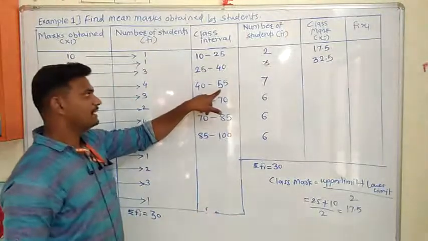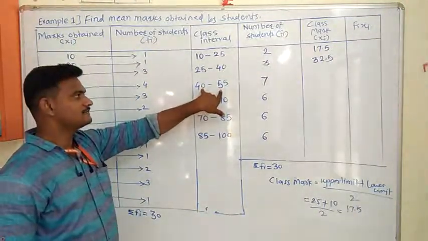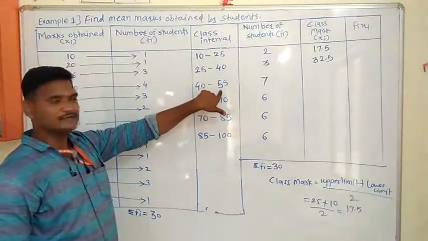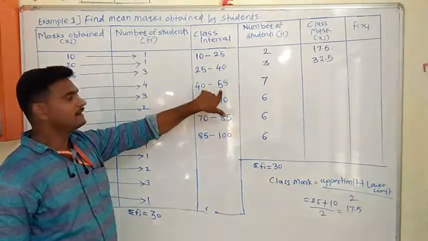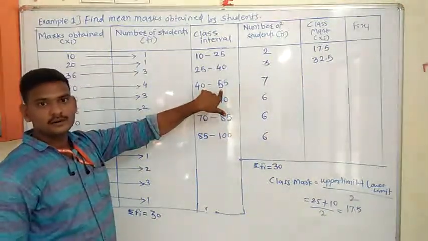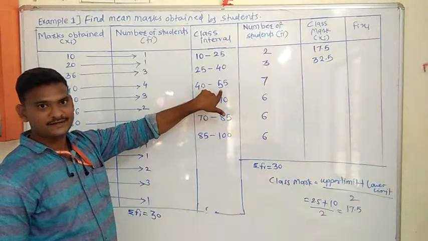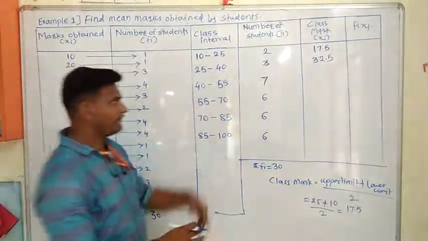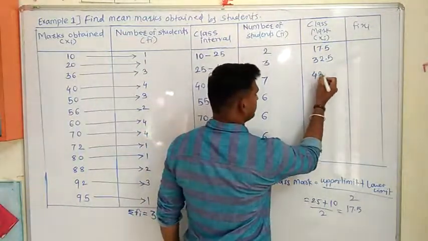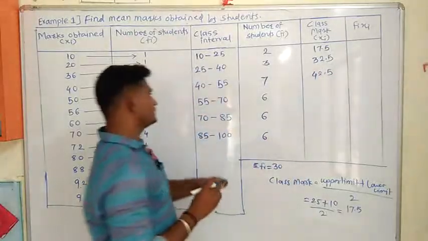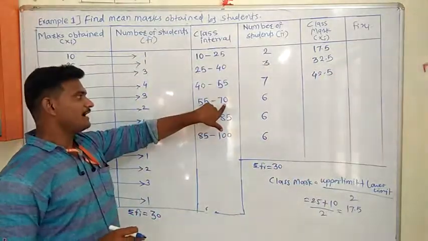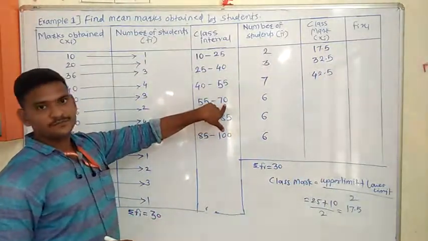32.5. Now here the upper limit is 55 and the lower limit is 40. 55 plus 40 is equal to 95. 95 divided by 2 is 42.5. Now similarly, 55 plus 70 is equal to how much?